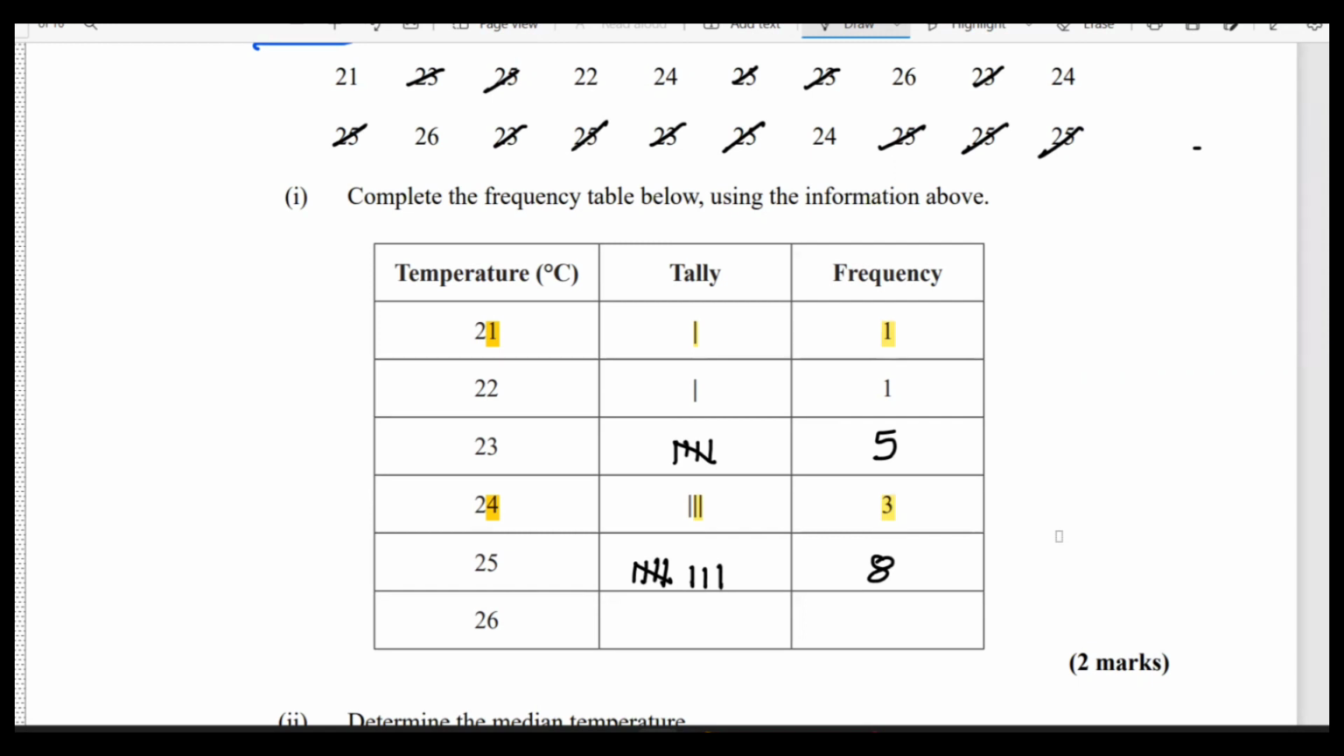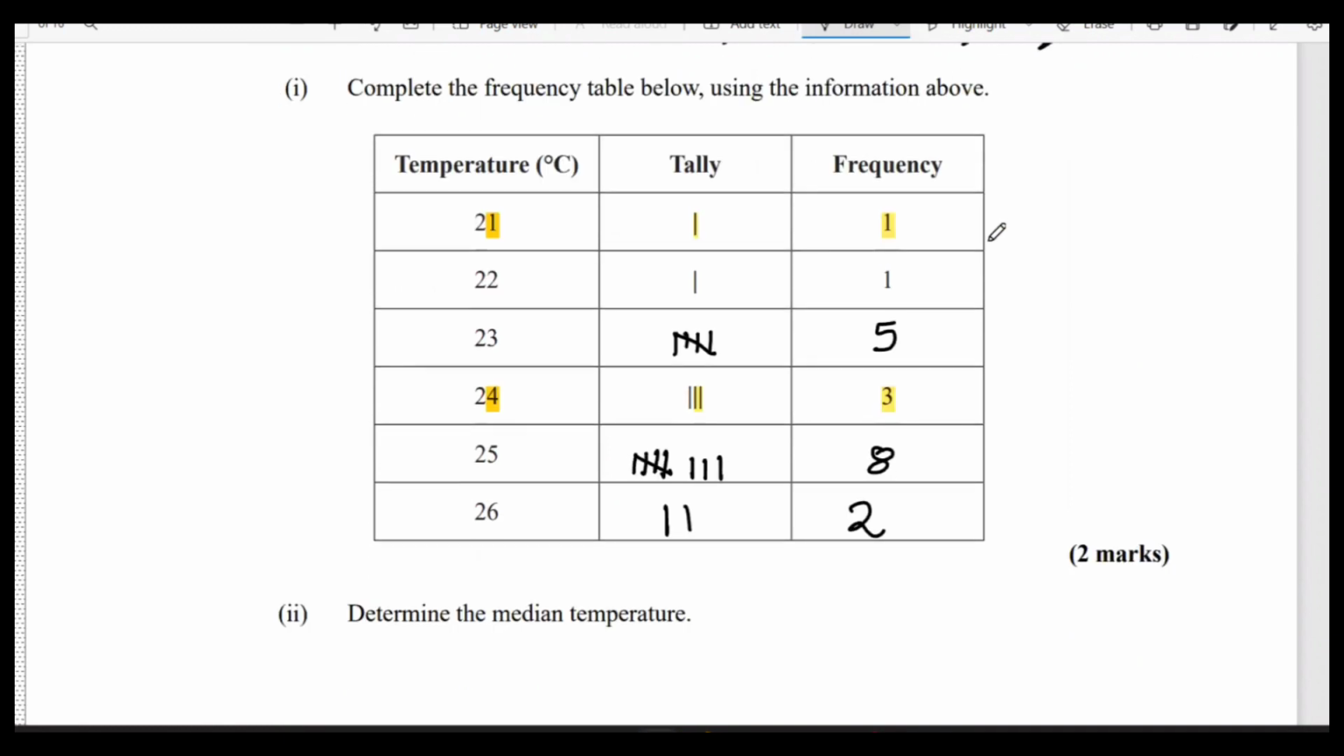26, I'm seeing 1, 2, and we put our 2. All right, and then you can see the rest: the 3 24s, 1 at 22 and 1 at 21. So you're seeing what they did. We would have completed the table there, and we get 2 marks just to complete that.